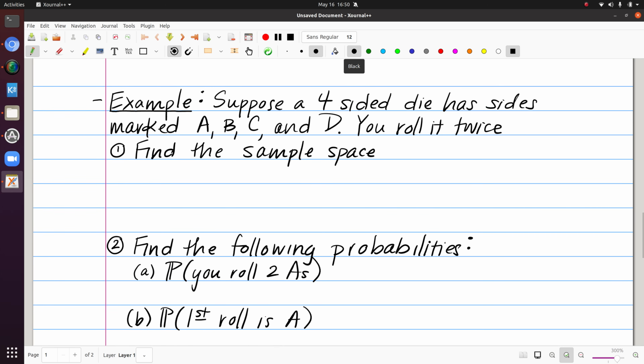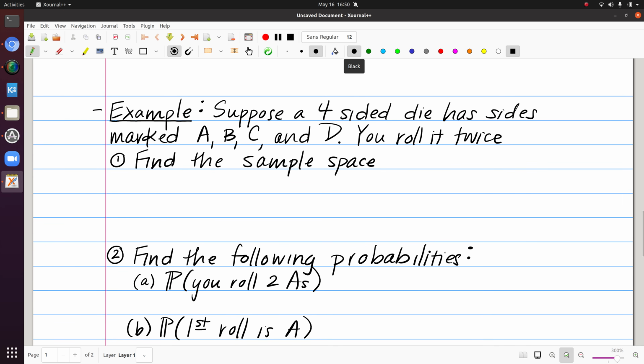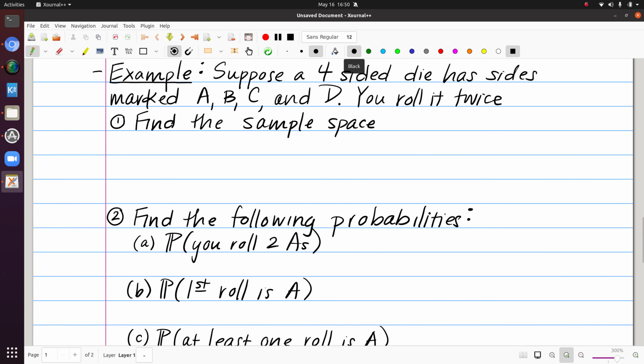So just for another example, suppose you have a 4-sided die, and instead of numerical values, the sides of this die are marked as A, B, C, and D. And in this case, we're going to roll this die twice. So the first thing we're asked to do here is to find the sample space.